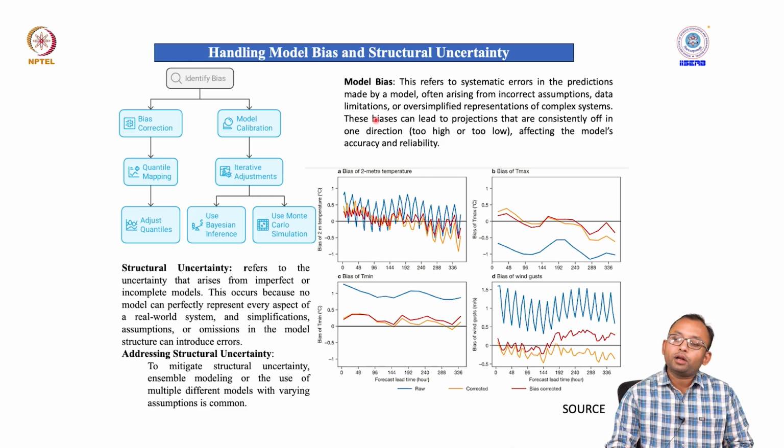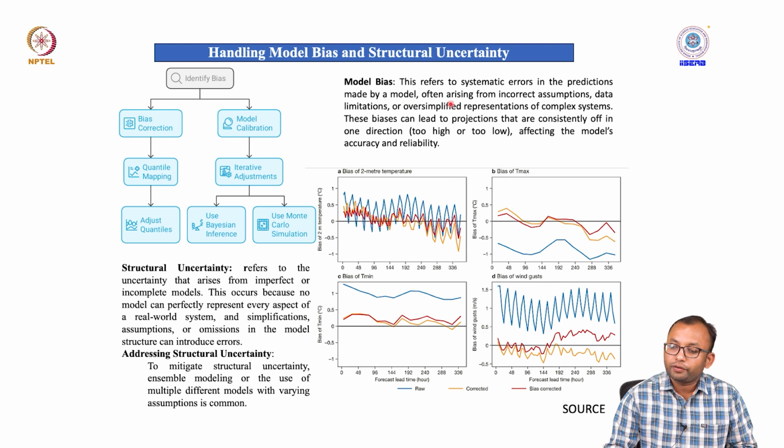What exactly is model bias? Model bias refers to systematic errors in the predictions, model by model, often arising from incorrect assumptions, data limitations, or oversimplified representation of complex systems. These biases can lead to projections that are consistently off in one direction. Sometimes it is too low or sometimes it is too high, affecting the model's accuracy and reliability.